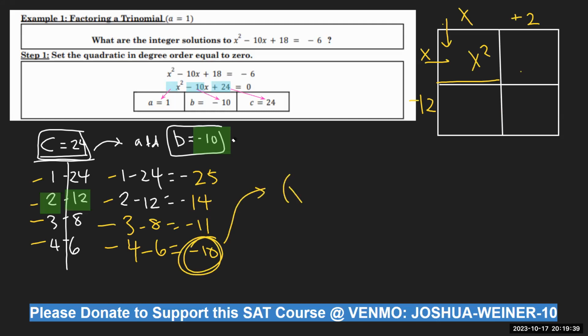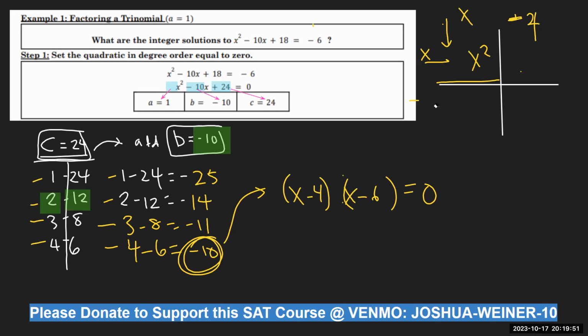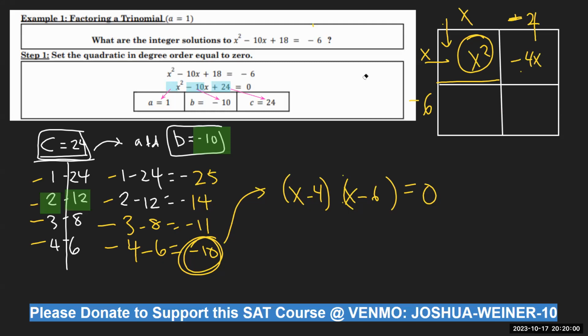So now we have x minus 4, x minus 6. Checking with FOIL to make sure that that works. We have x minus 4 and x minus 6, excuse me. X times x is x squared. X times minus 4 is minus 4x. X times minus 6 is minus 6x. And negative 4 times negative 6 is plus 24.